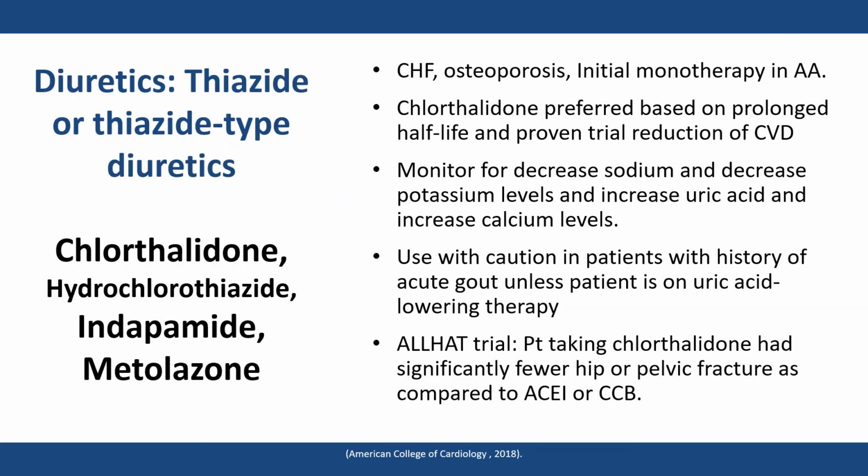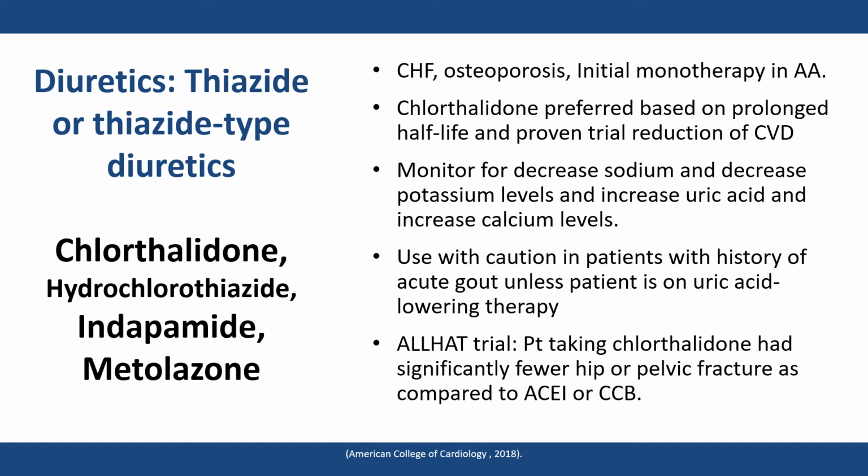All right, so talking about A, B, C, D, your A was ACE inhibitors. If you cannot tolerate ACE, then we had ARBs. B was for beta blockers. C was for calcium channel blockers, and I said there are two different types of calcium channel blockers, dihydropyridines and non-dihydropyridines. And now the letter D stands for diuretics.